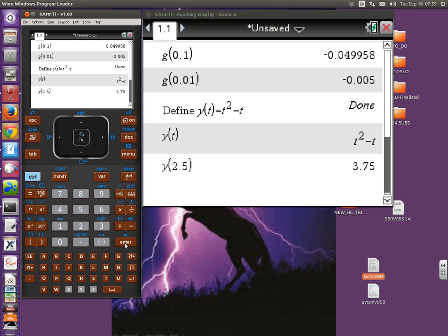Well, let's see. Was there another way? Oh, and there was that with key yesterday. We could use that, right? So we used the define, we used the store, we used the with. Whatever your favorite way is to plug in numbers into a function.